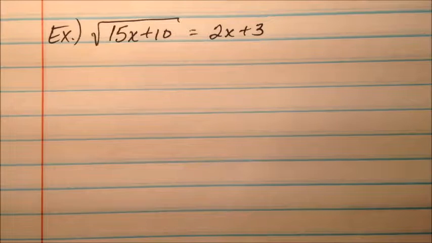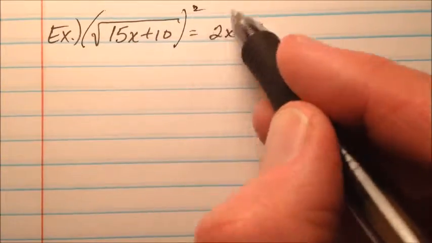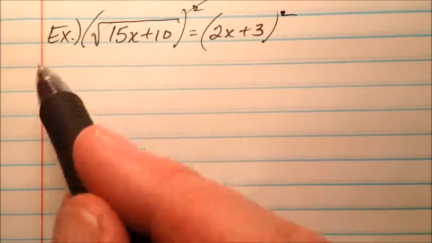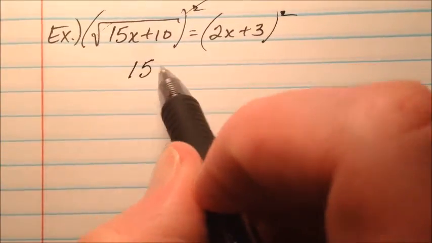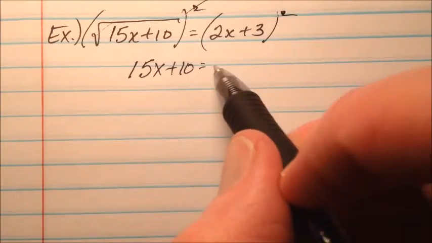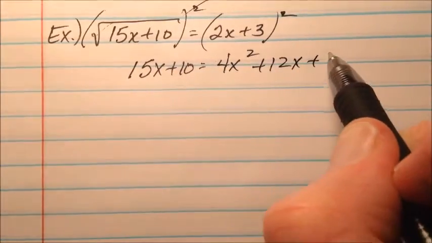In this final example, we're going to have a little bit of fun and do kind of a good problem here. So it's already set up nicely for us, so we're just going to square both sides to get rid of our radical. Okay, so the square and the square root cancel, so we have 15x plus 10. And then, of course, since this quantity is squared, I need to FOIL it out. So 4x squared plus 12x plus 9.